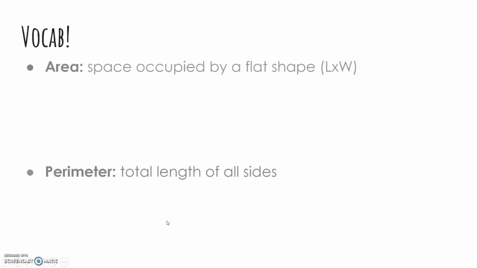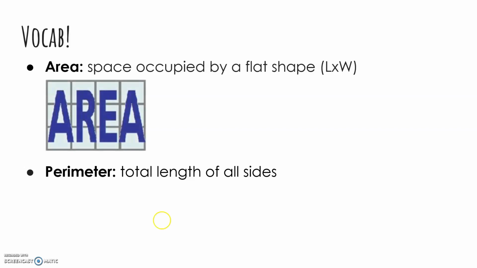All right, a quick recap of vocab. Area is the space occupied by a flat shape. If you look at this diagram, you can see that the area of this rectangle is 12. You can count the squares inside, or you can use our helpful formula, base times height or length times width. I'm going to say base times height. Your base is 4 and your height is 3. You multiply them together, you get 12. This applies for rectangles, squares, and parallelograms.